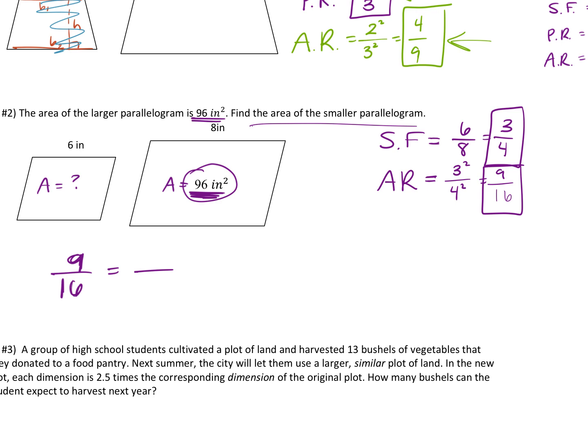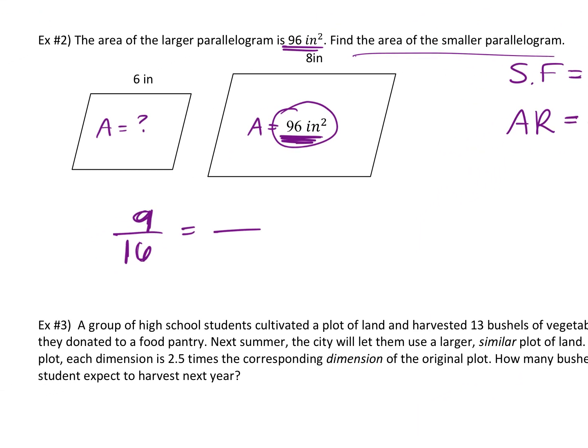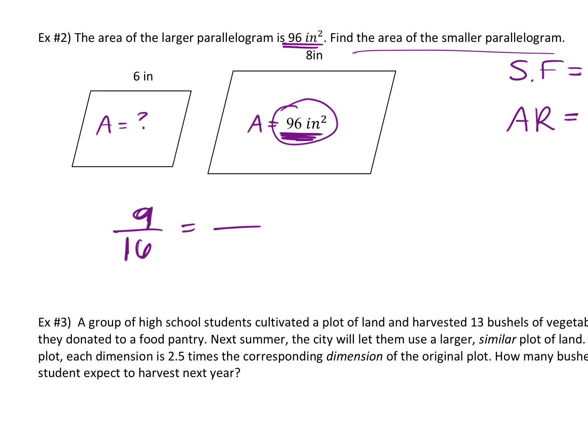Where would that 96 have to go? Top or bottom? The bottom. Why? Well, so here's the deal. If it was 6 to 8, the area ratio is 9 to 16, right? The bigger one has to be with the bigger one. So this is the bigger area. It needs to be with the bigger of these two. So if it's 9 to 16, I'm going to put the 96 here.